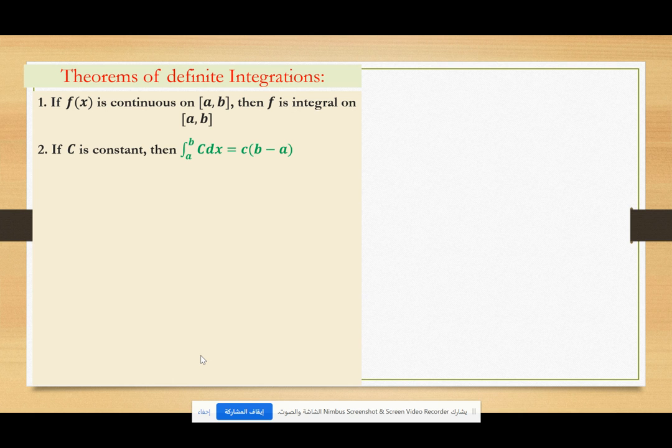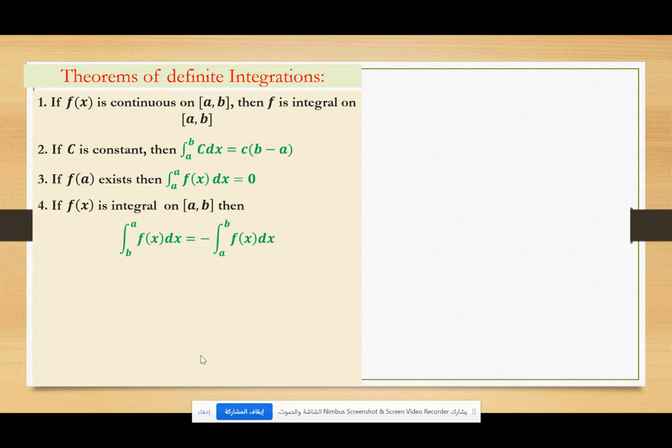Two, if c is a constant, then the integration from a to b for that constant c dx will give you c times b minus a. Three, if f of a exists, then the integration from a to itself a of f of x dx will give you 0. Number 4, if f of x is integrable on the closed interval a and b, then the integration from b to a of f of x dx equals minus the integration from a to b of f of x dx.